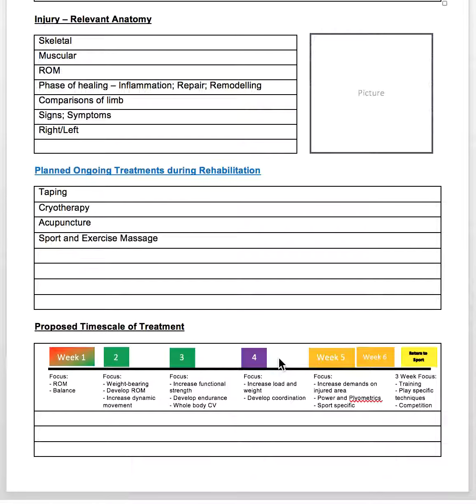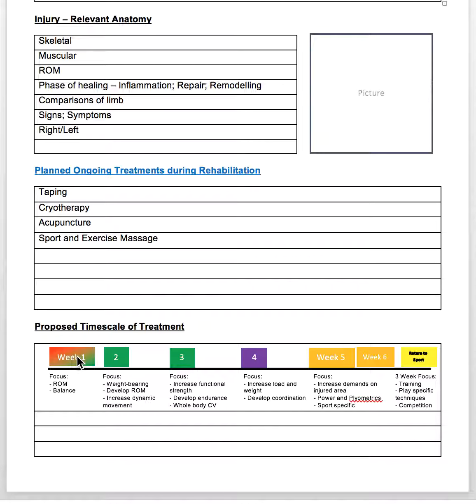Finally, within this section, what we need to do is propose a timescale of treatment. So this is your athlete coming to you ready to start the rehabilitation program. So, for example, if you've got an athlete with a broken ankle, this is post-plaster. So we're not detailing, for example, the 6 weeks they're in plaster. It's they're out of plaster and they're ready to start within here.